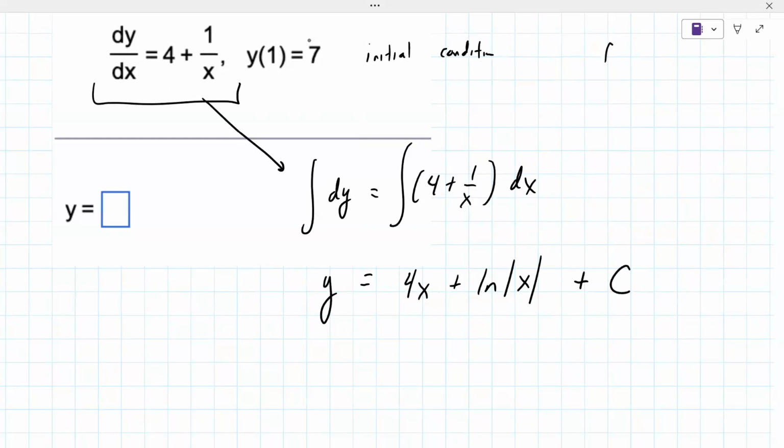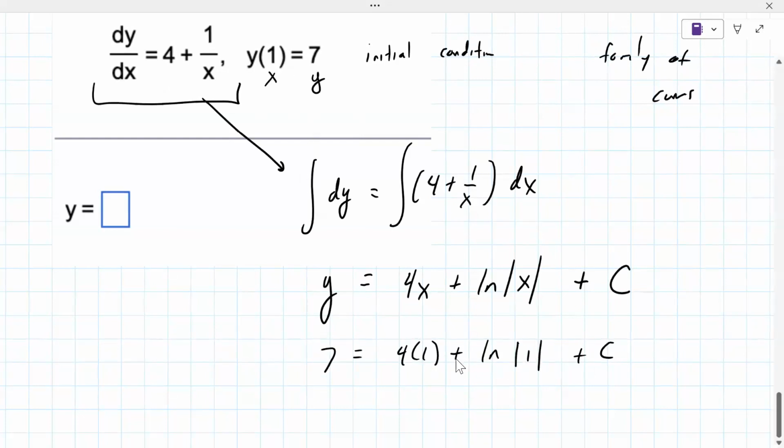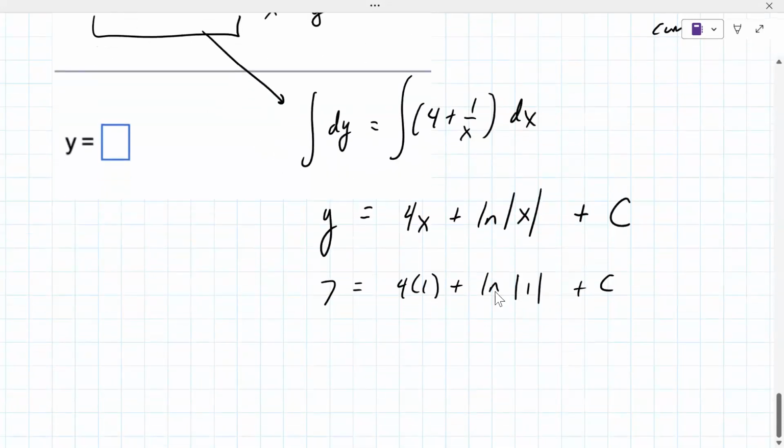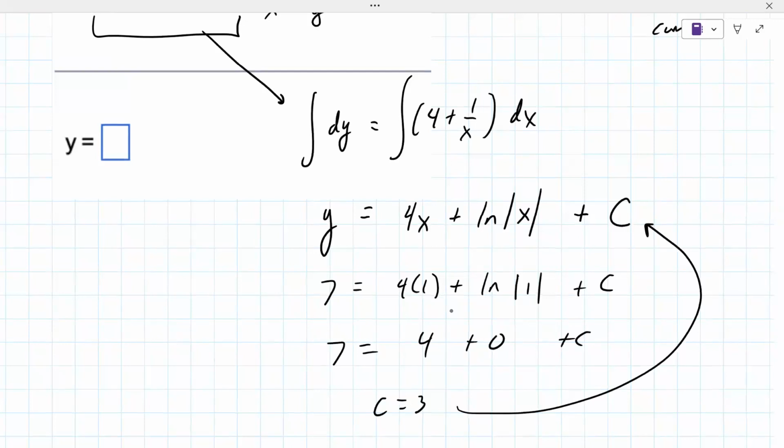because there's really what's called a family of curves, and you need to know which one it is. So the initial condition tells you that, this is x, this is y, 7 equals 4 times 1 plus natural log absolute value of 1 plus c. Natural log of 1 is 0, 4 times 1 is 4, 4 plus 0 is 4. So you end up getting c equals 3, and that goes back into this line right here. So your final answer is 4x plus natural log absolute value of x plus 3.